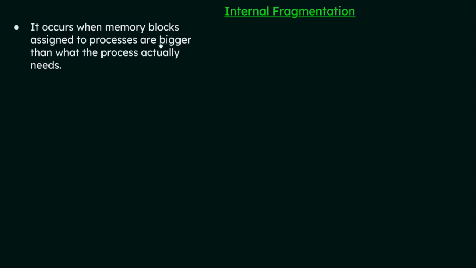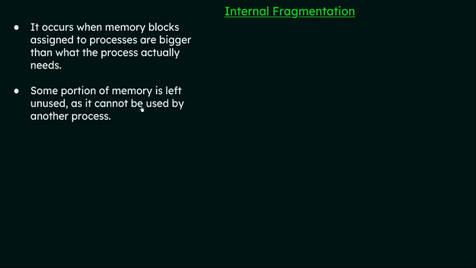This occurs when the memory blocks that are assigned to the process are actually bigger than what the process needs. So if we are assigning a big block to a process that does not need that big block, then that process will be using that block, and we know that only one process can be loaded into one particular block. Since it does not need that complete block, still it is holding that and it is using only some portion of that block, and the remaining part is wasted. It is not being used. So that is when internal fragmentation occurs. Some portion of memory is left unused as it cannot be used by another process. That is what I just explained now.